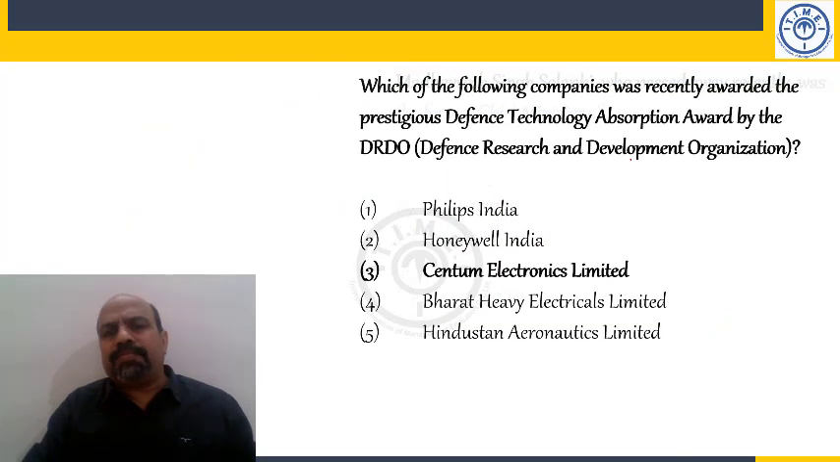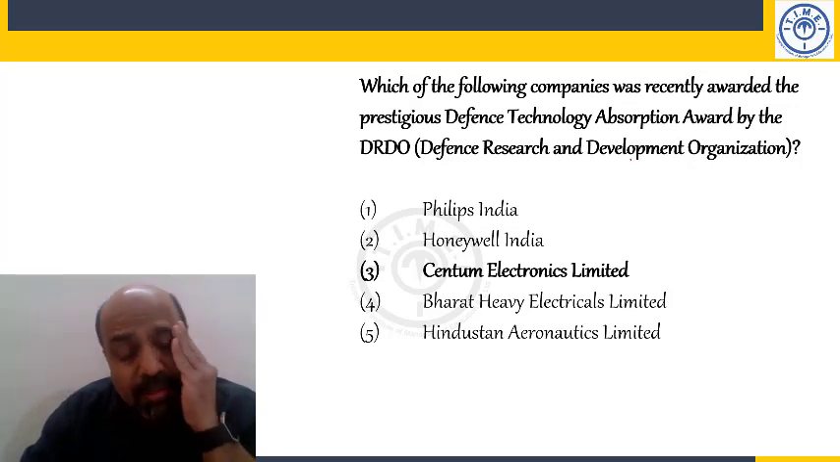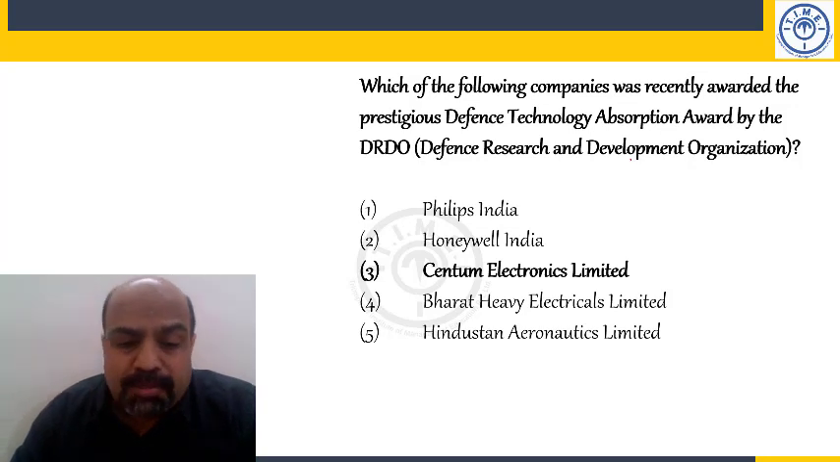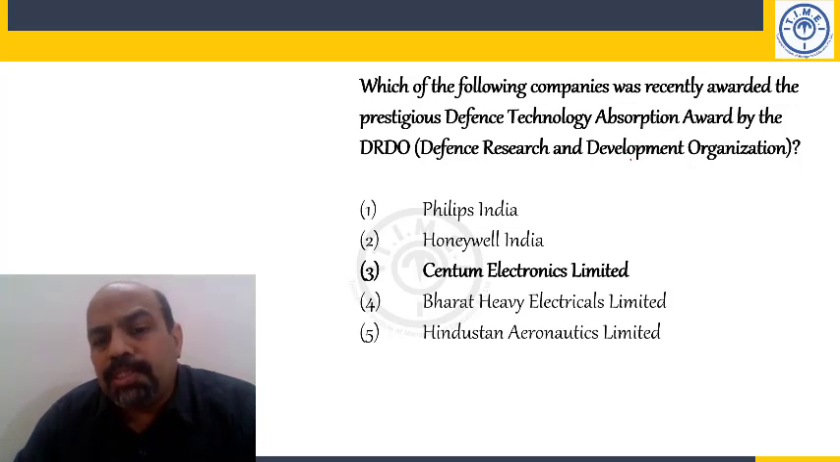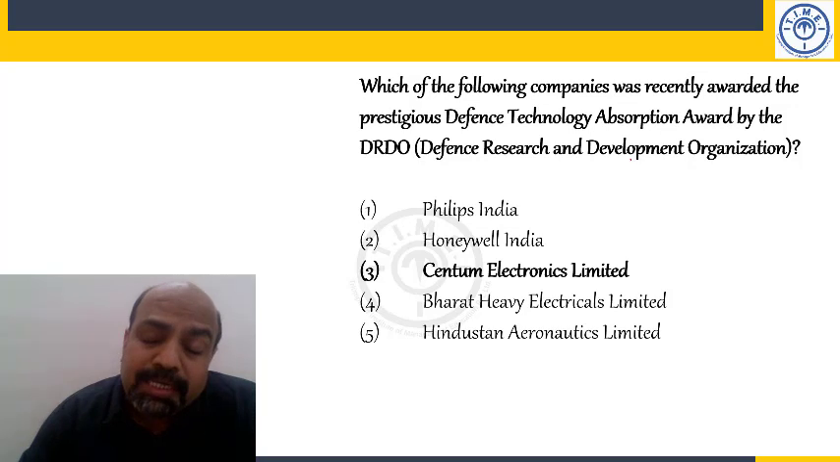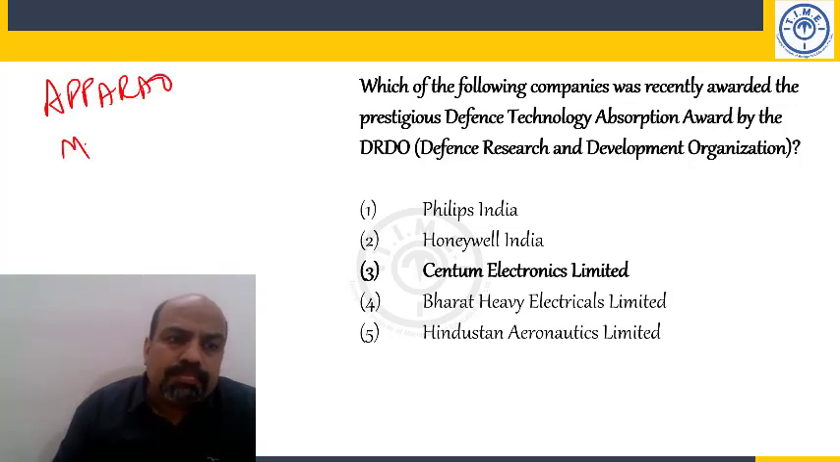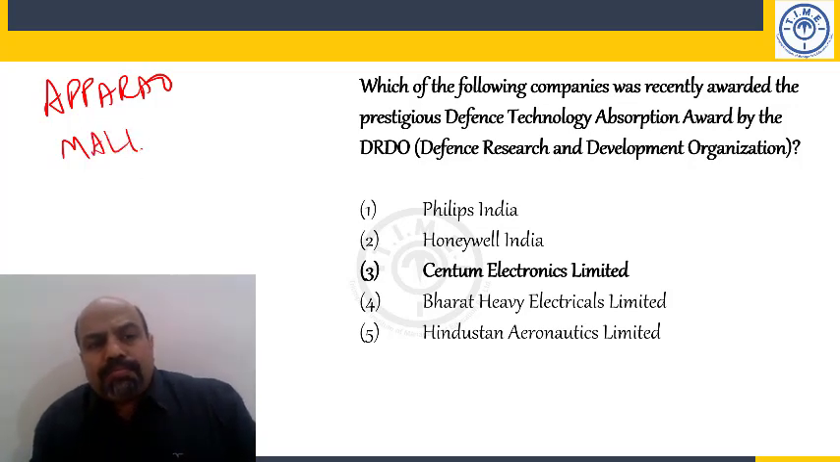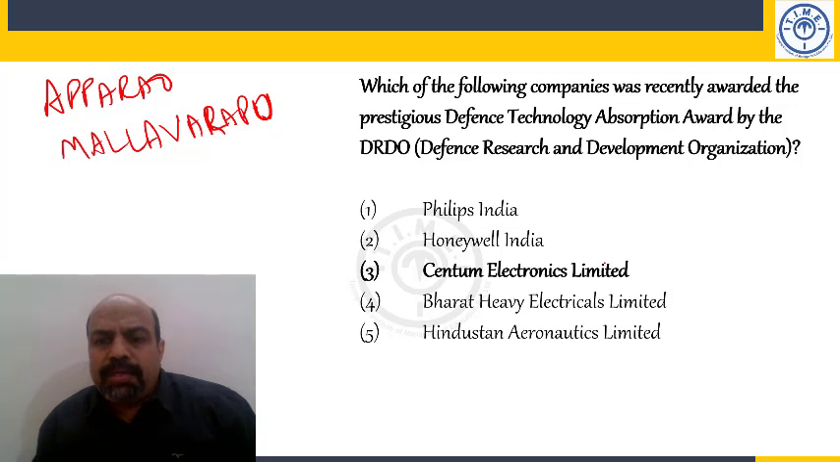Okay. Next. Which of the following companies was recently awarded the prestigious Defense Technology Absorption Award by the DRDO? Centum Electronics Limited. Why was this prize given? You could write this. You write his CEO's name. Apparao Mallavarapu is the CEO. Why? You could write this.